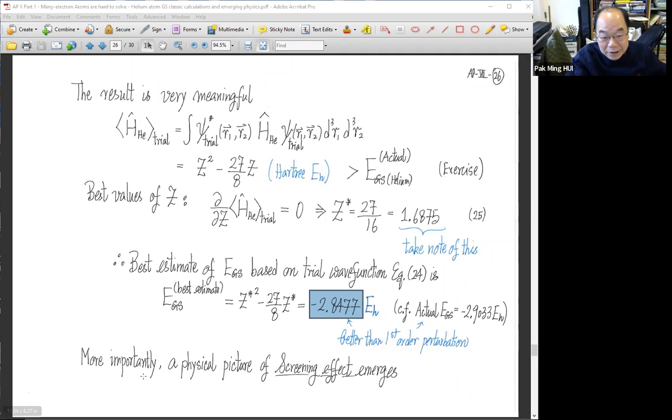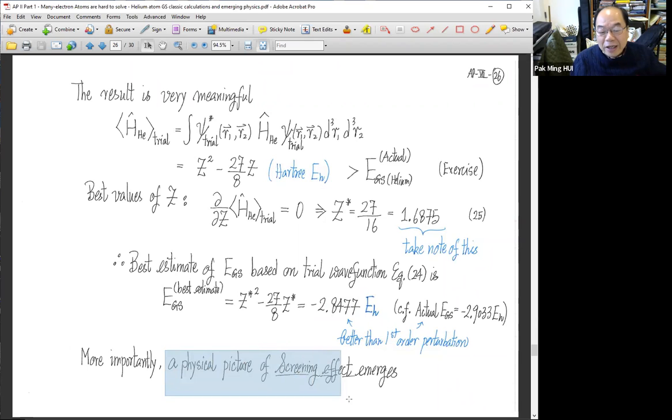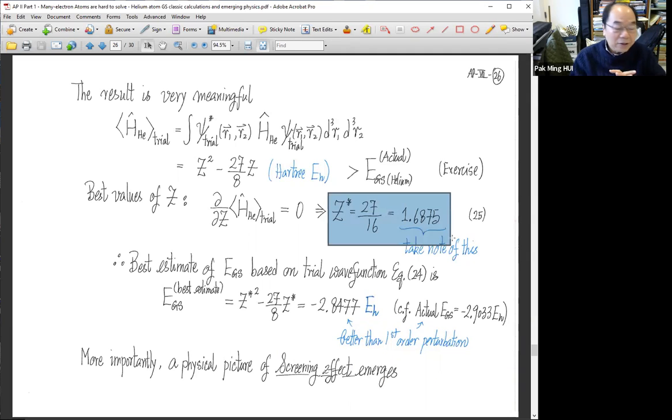But at this point, the physics turns out to be more important than the calculation, the numbers, all right? Because a physical picture of the screening effect starts to emerge. The point I want to make is this optimum value Z star.